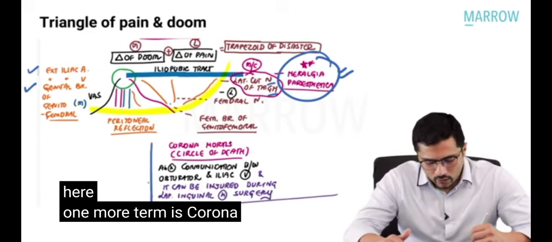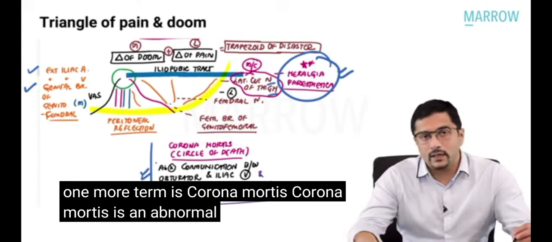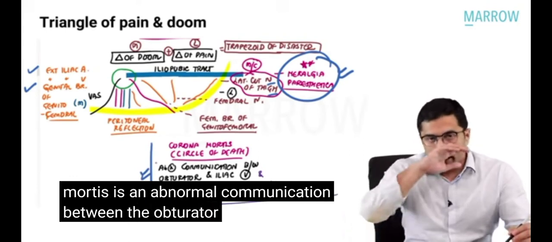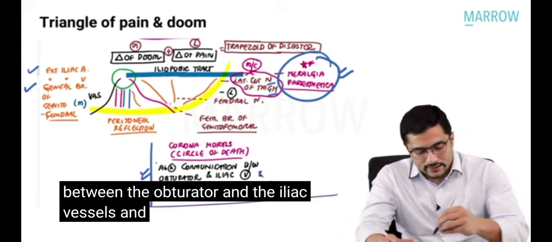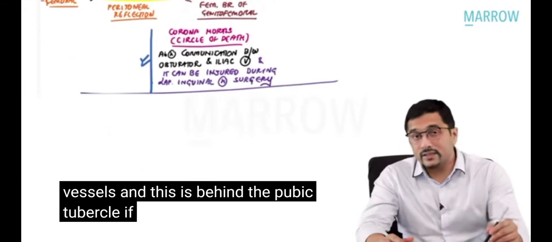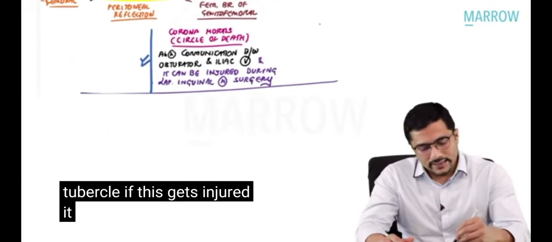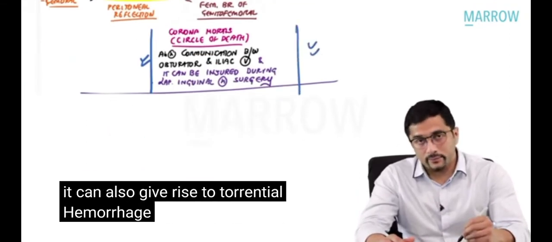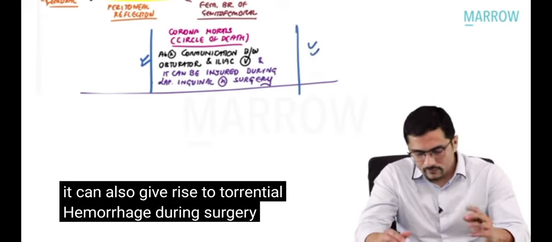One more term is corona mortis. Corona mortis is an abnormal communication between the obturator and the iliac vessels, and this is behind the pubic tubercle. If this gets injured, it can also give rise to torrential hemorrhage during surgery.